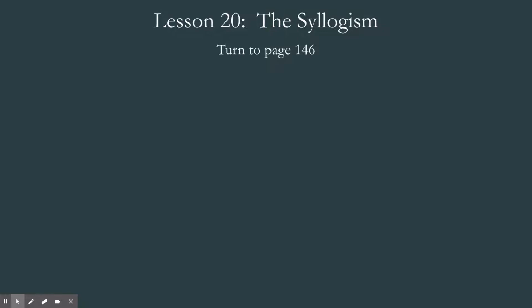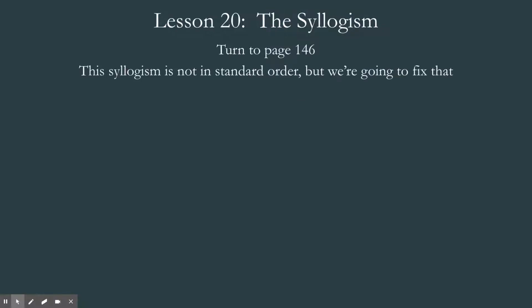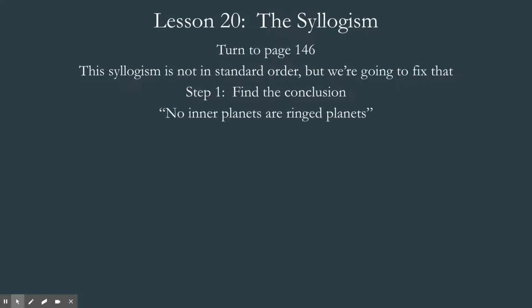Now we know, since I said it to you 17 times yesterday, the first thing you got to do is find the conclusion. Vale, what is the conclusion of that argument? No inner planets are ringed planets. You are so smart. Vale, how did you know that? Because it starts with the word so, which is one of our conclusion words. So the conclusion is no inner planets are ringed planets.